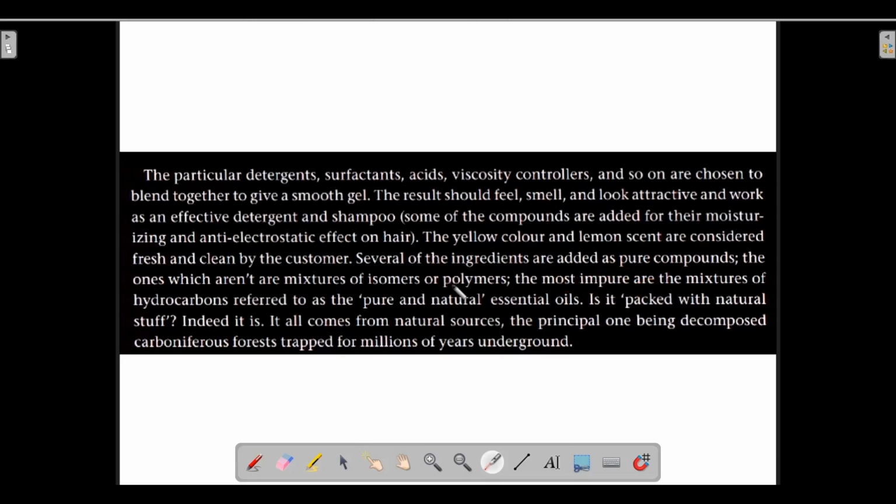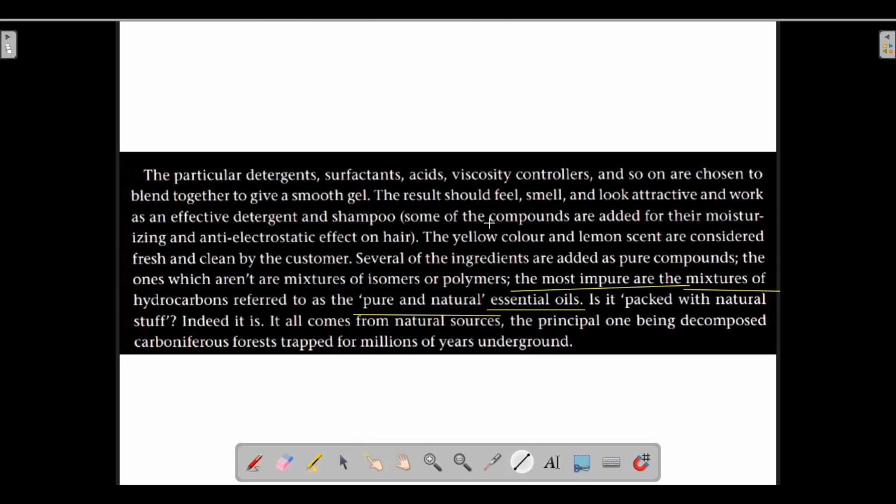So the most impure ones are the mixtures of hydrocarbons referred to as pure and natural essential oils. In day-to-day life, we call them pure and natural. But in terms of chemistry, they are not pure, because essential oils do not contain a single compound. Those are a complex mixture of many compounds.